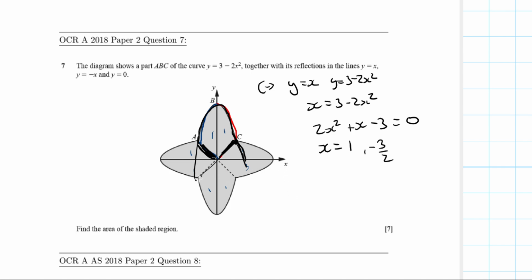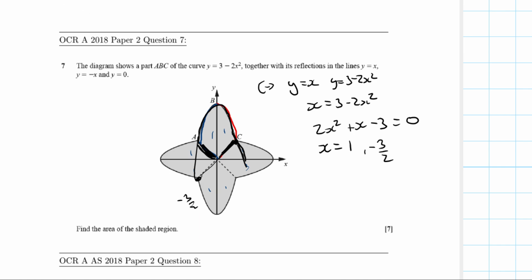So the next one, y equals minus x, is going to be here. That's your minus 3 over 2. And again, that shows that it's not a square, it's a rectangle, because this a would also be at a point minus 3 over 2. But we don't need to worry about that here.